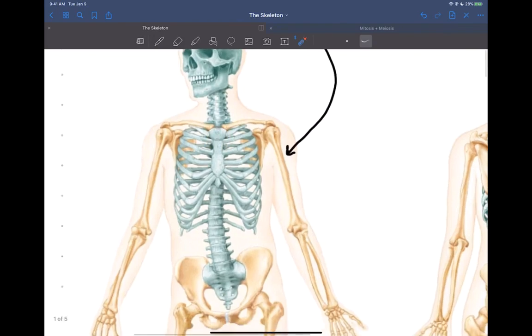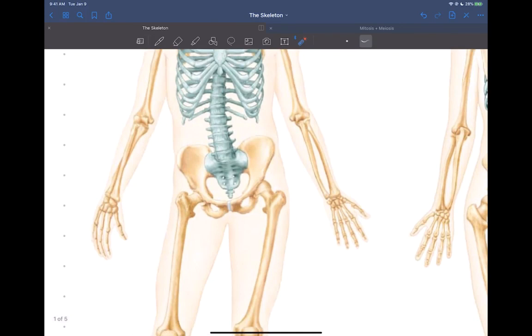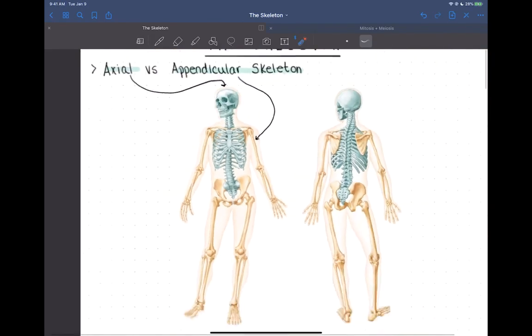Inferiorly, axial and appendicular meet here, all right? So this bone here is the sacrum. So the sacrum articulates with this bone here, right, your pelvic bone. It's called the os coxae, or the coxal bone, all right? And so you have one on the left side and one on the right side, okay? And so that's where it meets inferiorly, okay?